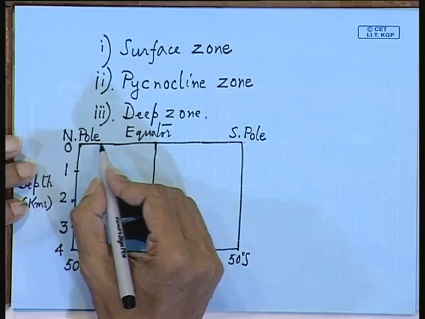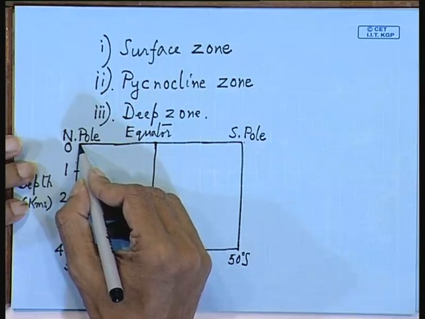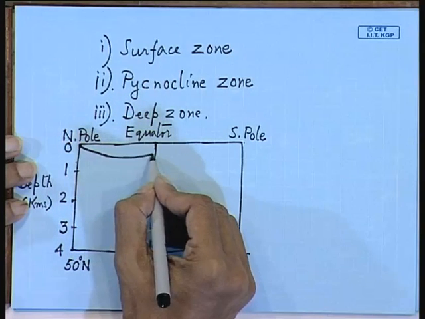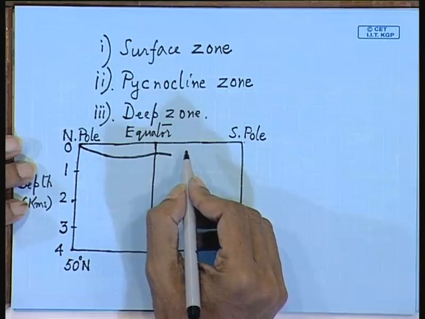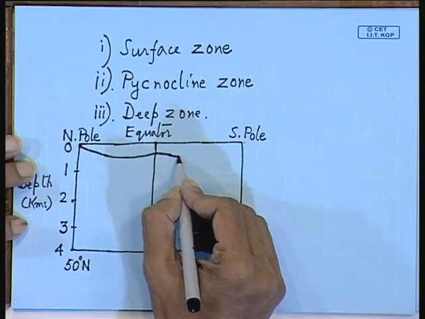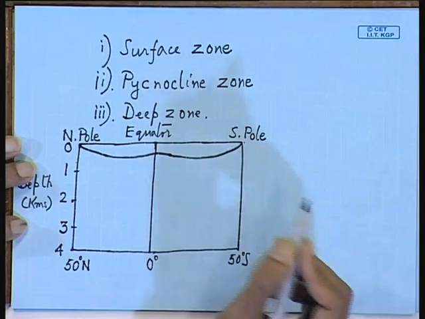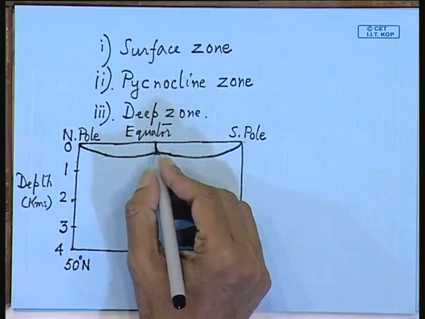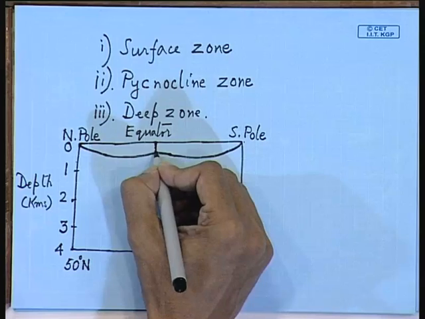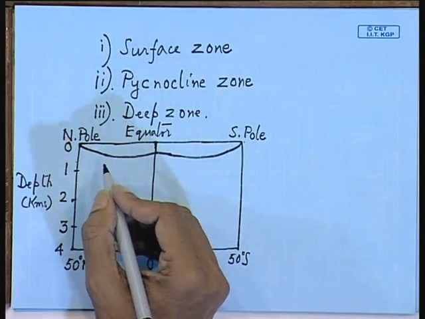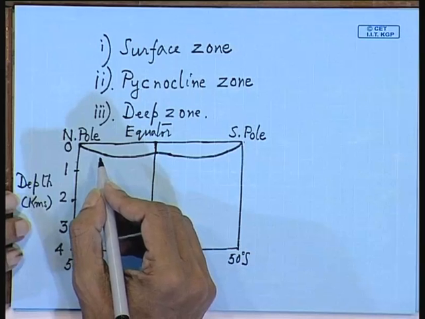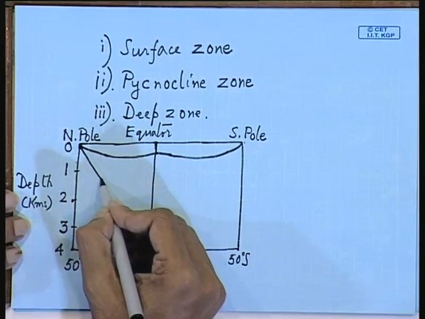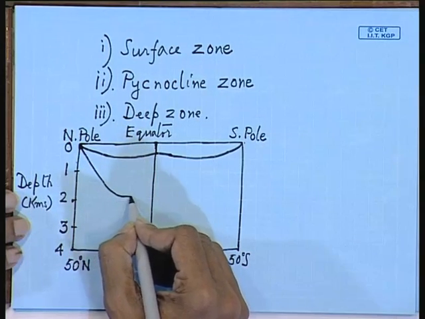Now, you have a surface zone. Now, this is even less than 1 kilometer in thickness. So, it is going like this from the North Pole to the South Pole, and you can see in the equator actually the depth of the surface zone is decreasing. Now, next you have up to 2 kilometers, you have the pycnocline zone. The diagram actually goes like this.